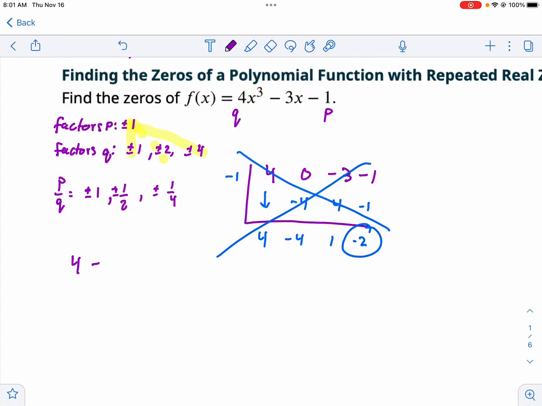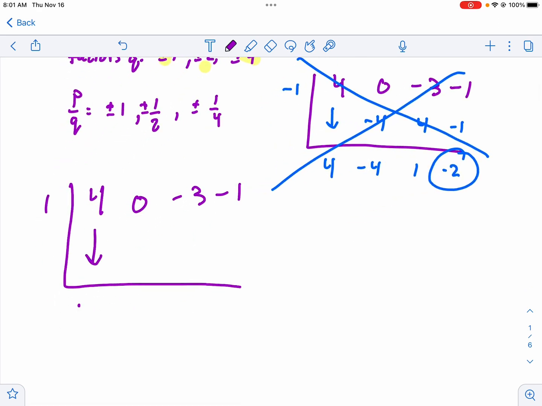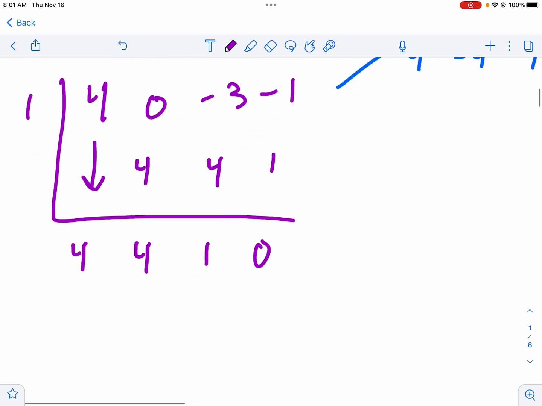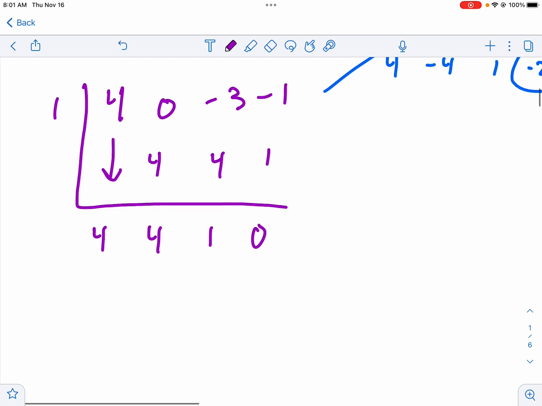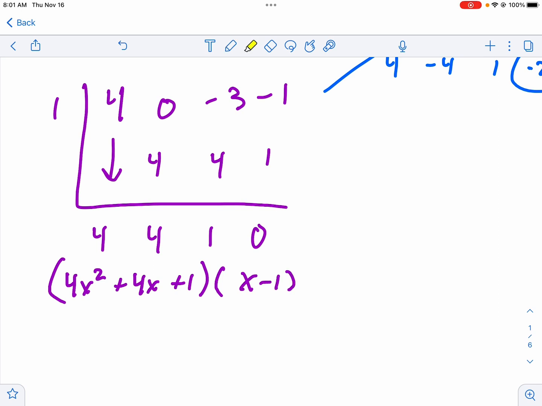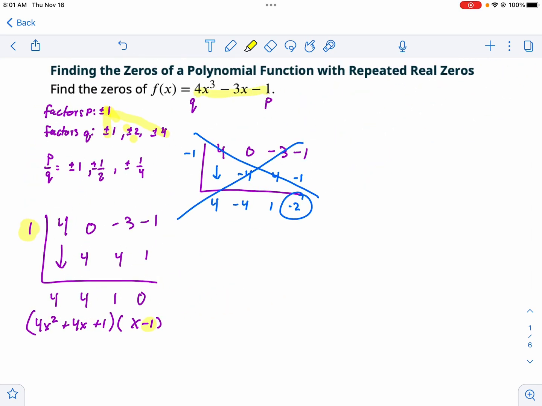4, 0. So just try it again. Try the +1 version. So I get 4, 4, 4, 4, 1, 1, 0. I got a 0, so this one does work. So this is 4x squared plus 4x plus 1 and x minus 1. This is a +1, so therefore that's a -1. So this factors from here.